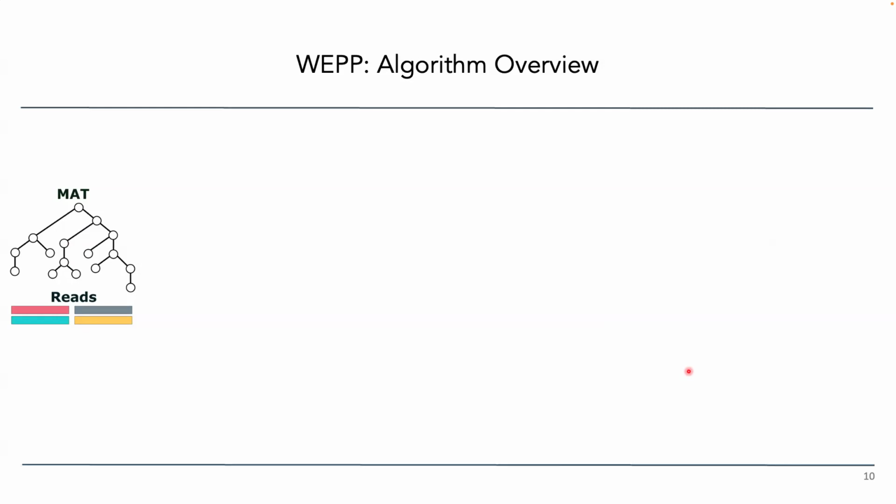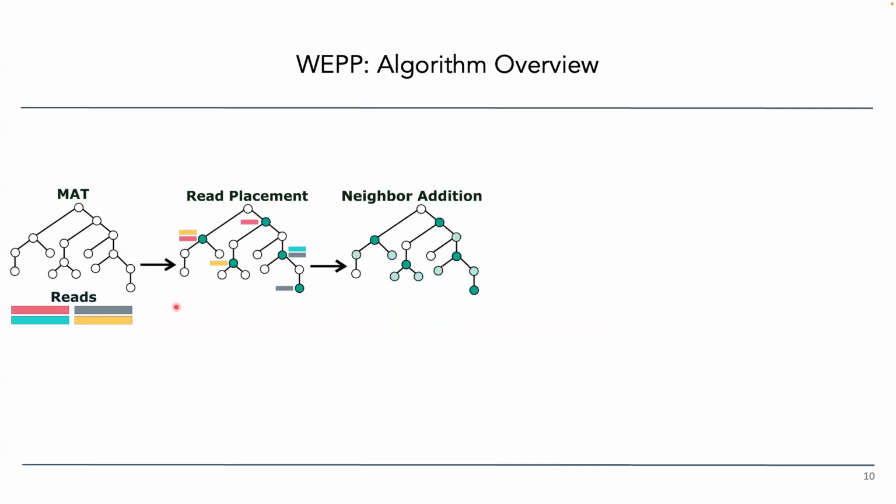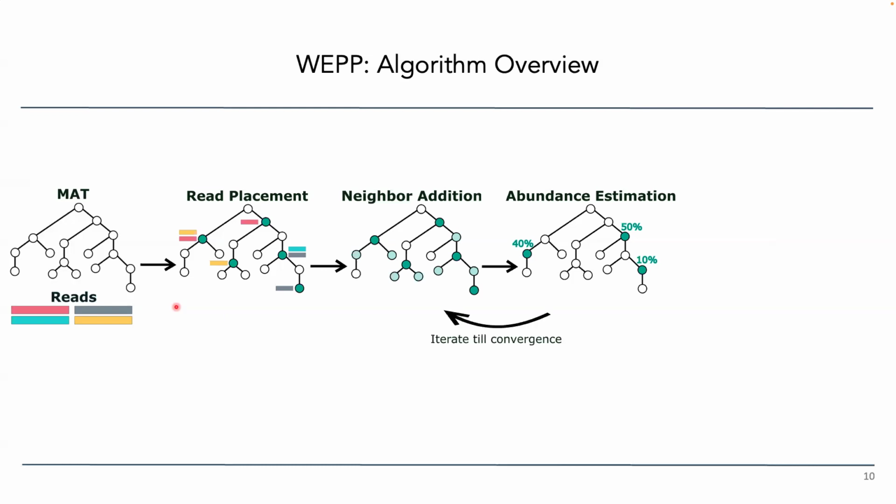As I mentioned before, WEPP requires a MAT and sequencing reads, and it begins the algorithm by placing these reads on the phylogenetic tree. Based on these placement results, WEPP infers the most probable haplotypes for a given wastewater sample. Next, it adds some of the neighboring nodes of each selected haplotype to expand the set of possible haplotypes before estimating their abundances with a deconvolution algorithm based on Freyja. We refine the set of haplotypes remaining after the abundance estimation by iteratively adding the neighbors of the remaining haplotypes and computing their abundance till convergence.